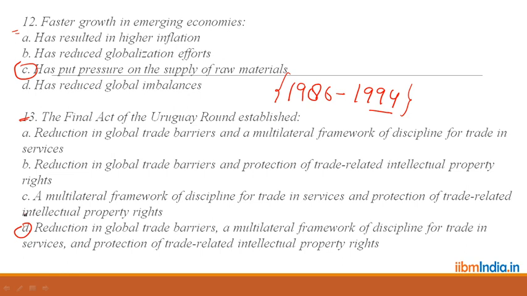Reduction in global trade barriers, a multilateral framework of discipline for trade in services, protection of trade related intellectual property rights: TRIPS, trade related intellectual property rights; TRIMS; GATS, General Agreement on Trade in Services. All these things came during the Uruguay round, which started in 1986 and ended in 1994.